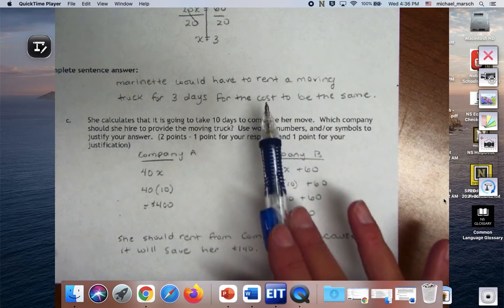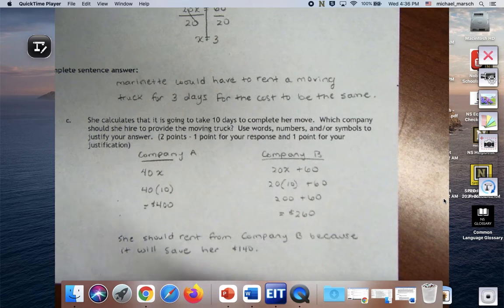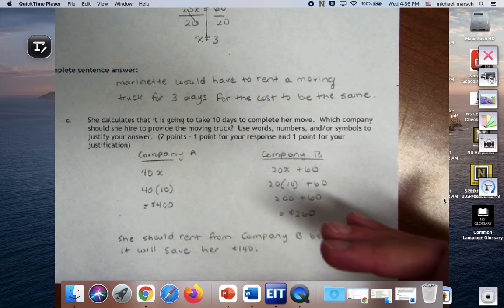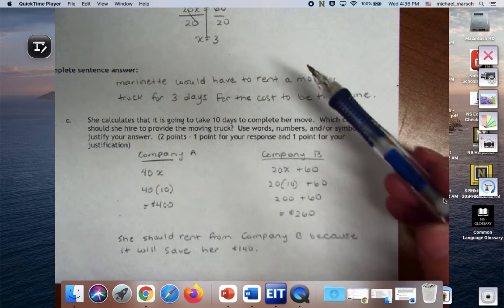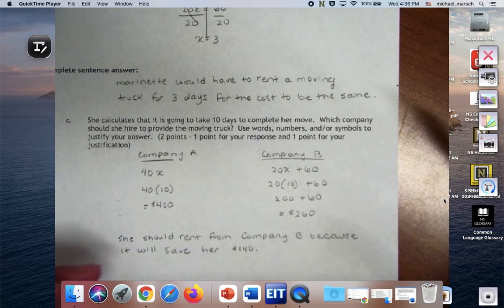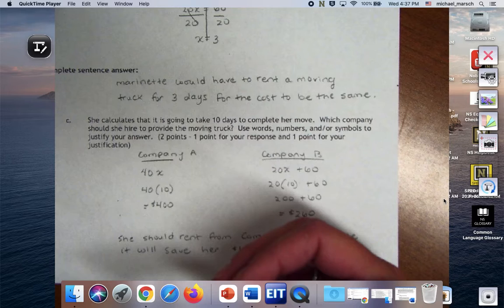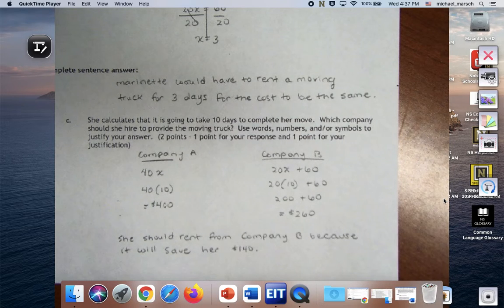which we determined up here, she's already at even. So anything over 3 days, she's going to want to go with Company B because it's only $20 a day. Anything under 3 days, she would want to go with Company A because she wouldn't have to pay that $60 fee to start with. So it depends on what kind of move she's making. Maybe she's moving cross country or something. 10 days, that's a long time.